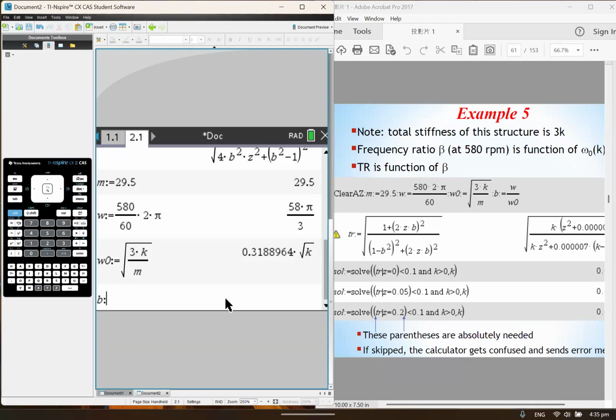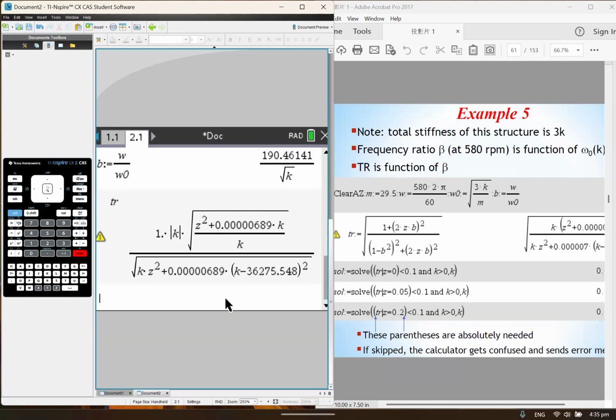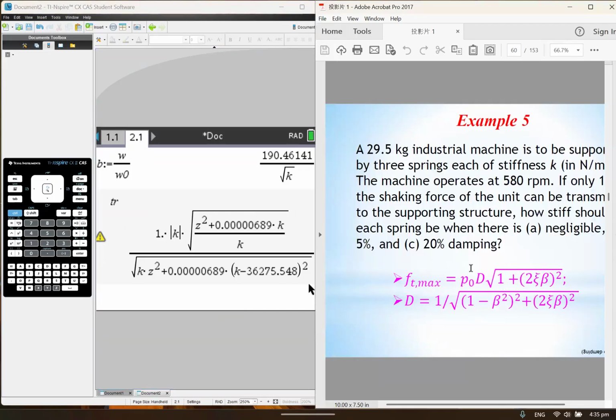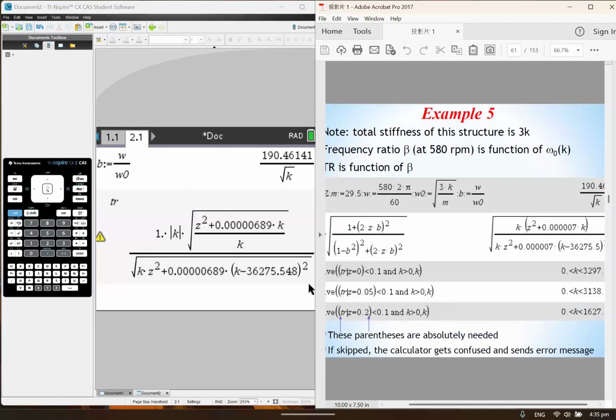And beta, finally, the frequency ratio is big omega, the driving frequency, over omega 0, our natural frequency of the structure, which is a function of k. So now if you take a look at the transmissibility, again, it turns into a function of k. Now what is the requirement here? We want this thing to be no more than 10% as required. 10% of this total shaking force can be transmitted to the base.